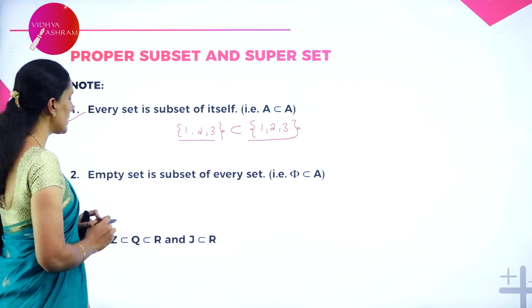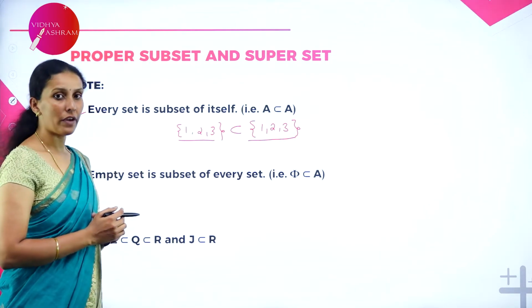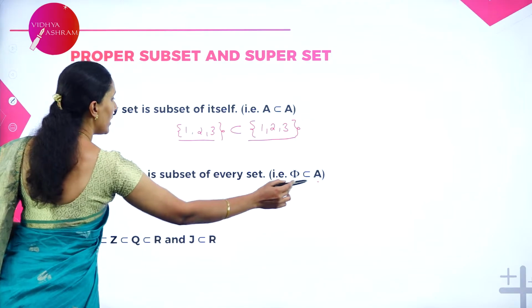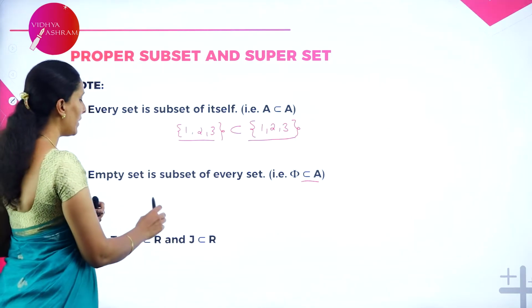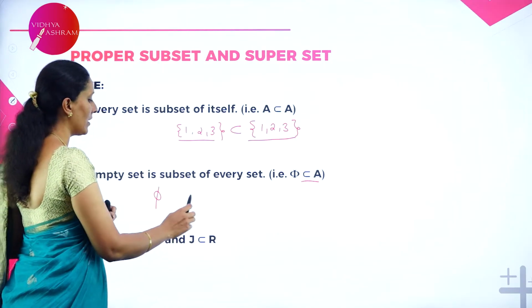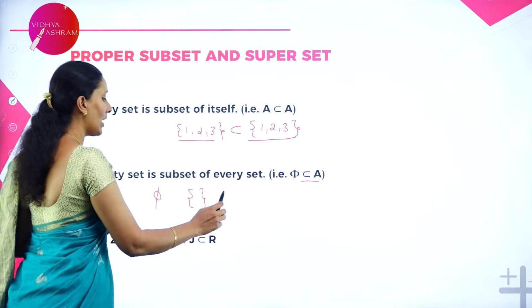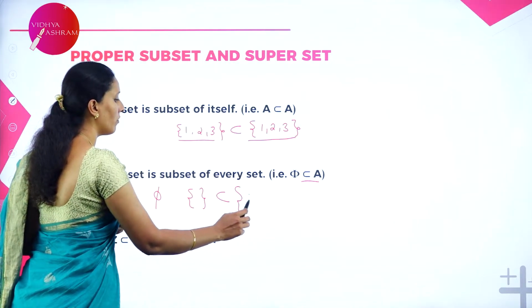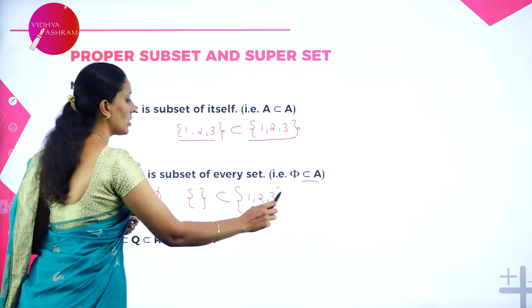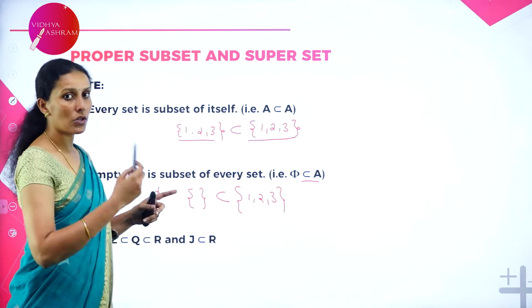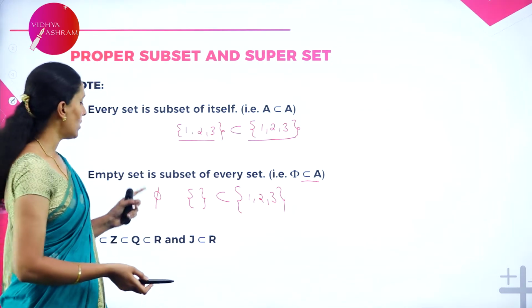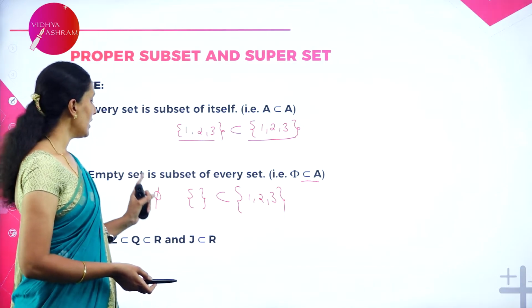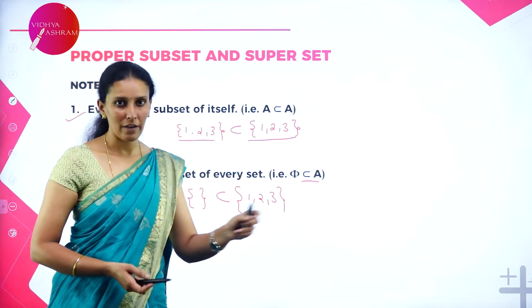And the second point is that the empty set is a subset of every set. That is, the empty set is a subset of A. Empty means there are no elements inside the set. So it can also be a subset of {1, 2, 3}. So the set which does not contain any element is also a subset of a given set. That is why we can say the empty set is a subset of every set.